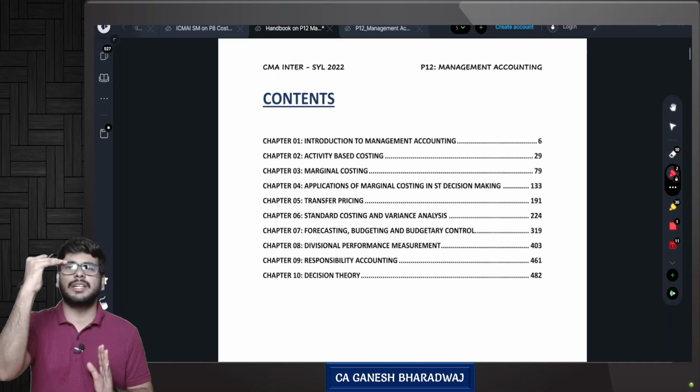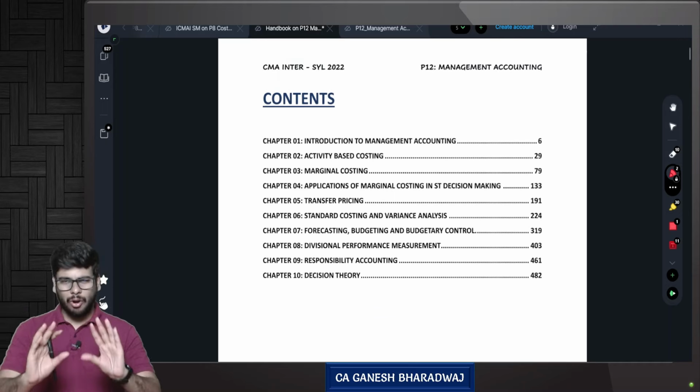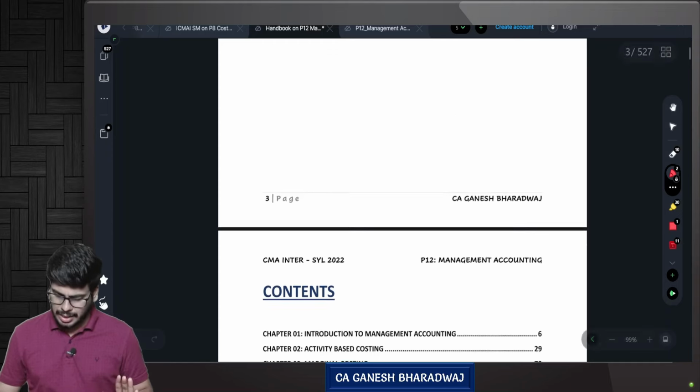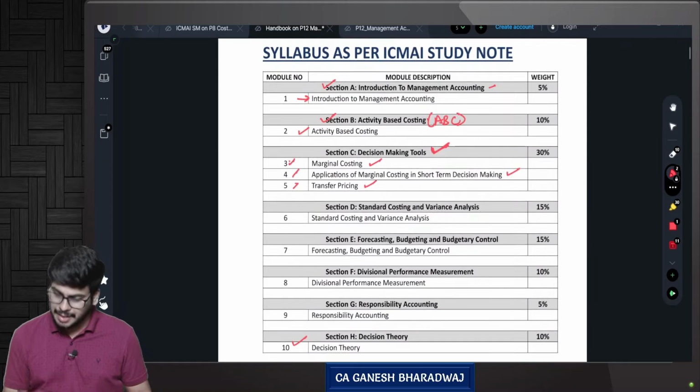So I have not done it as section and module and all. Overall, 10 chapters. The names of the chapters are all kept the same. So the names of the chapters, I have not changed. For example, even the numbers, the sequence also, I have not changed.